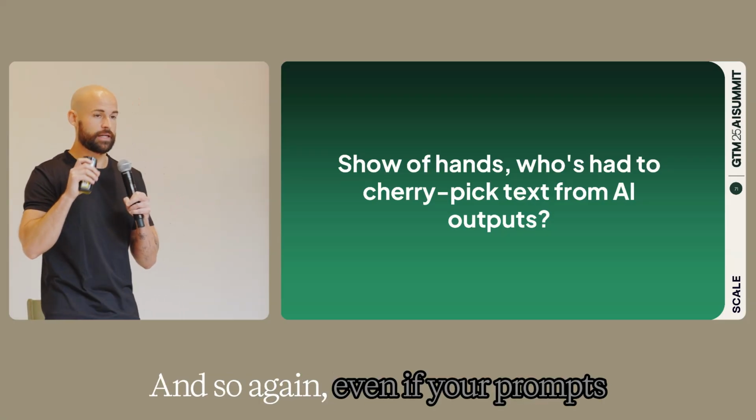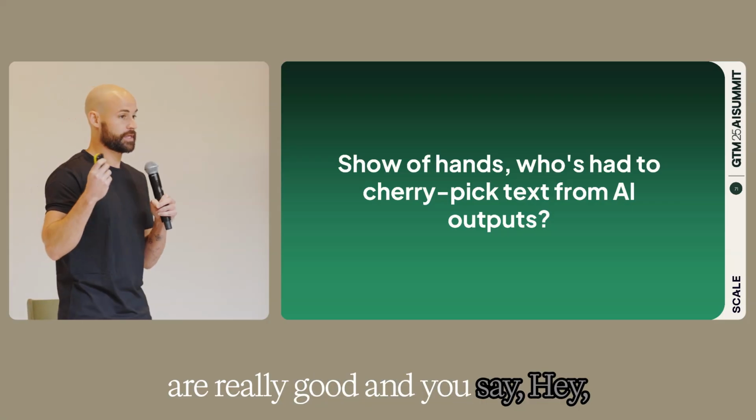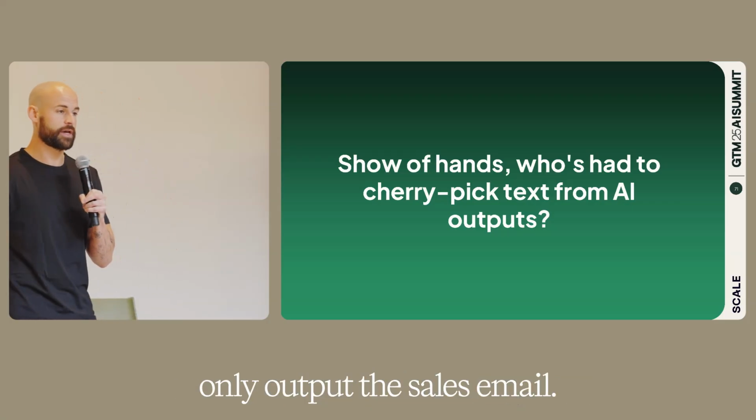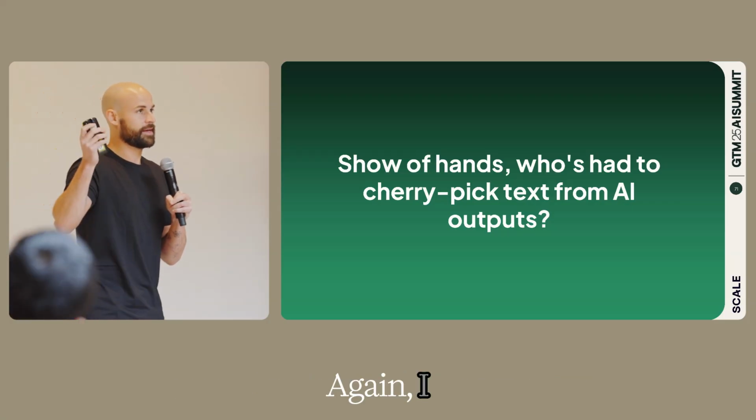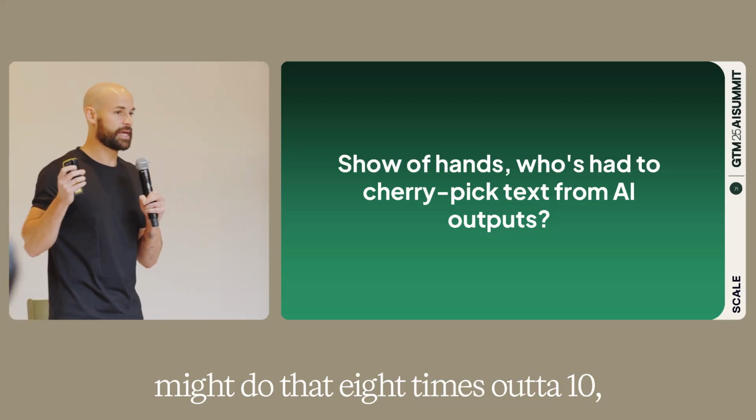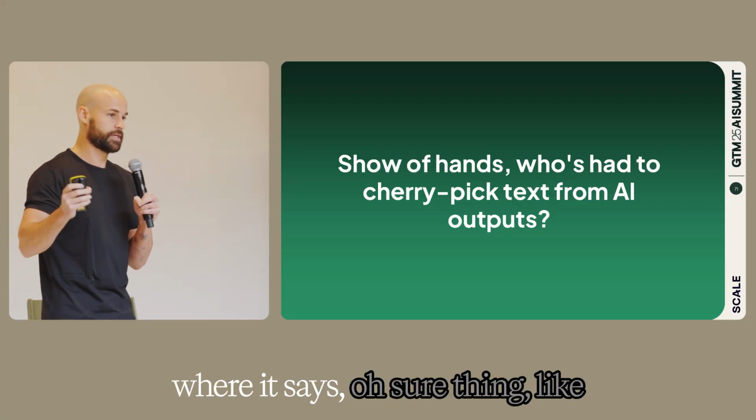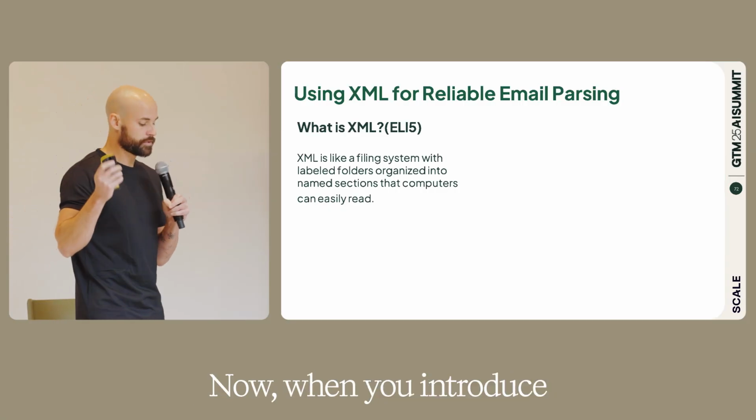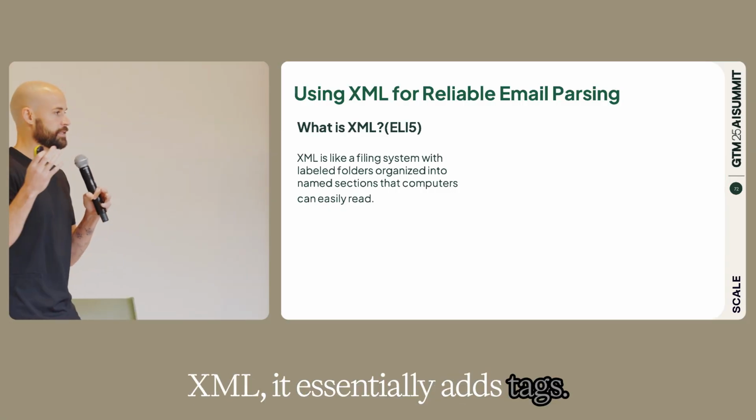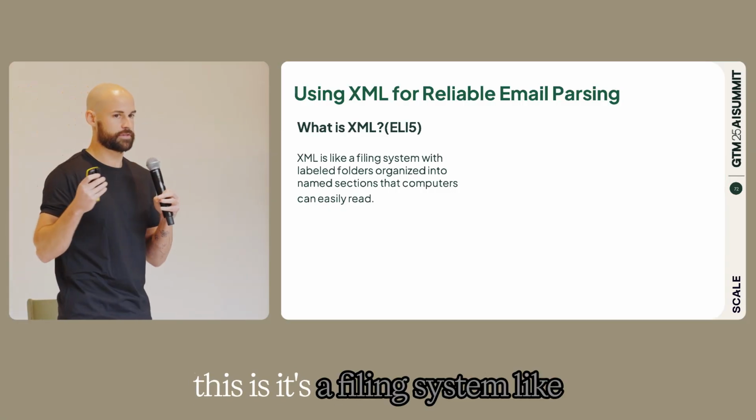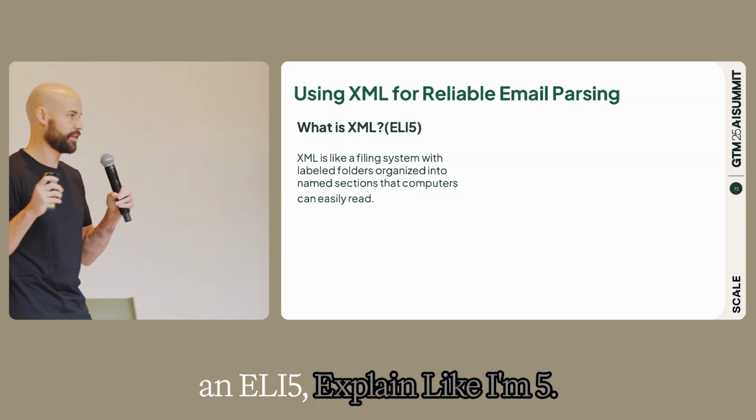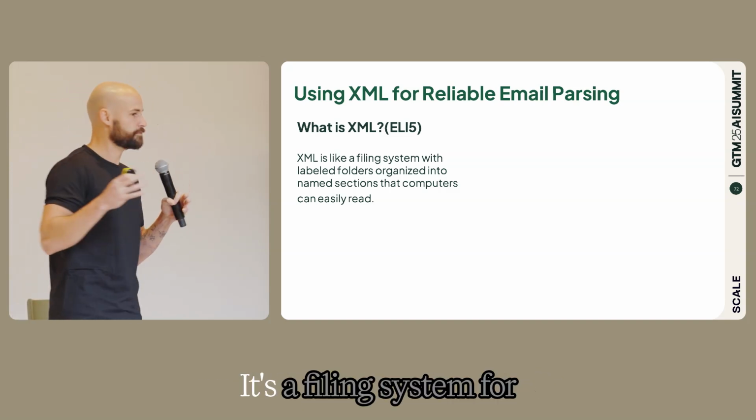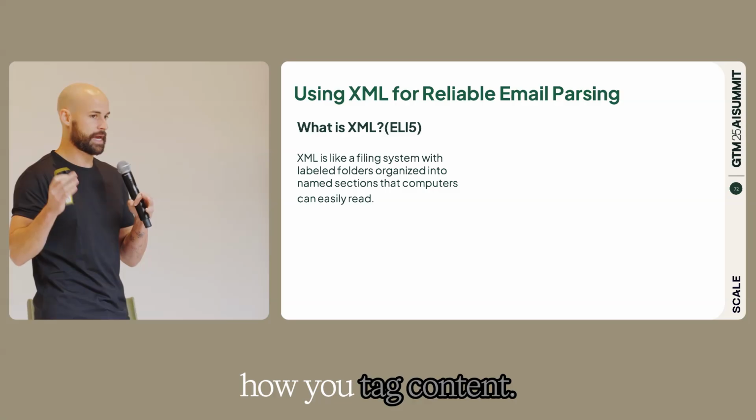And so even if your prompts are really good and you say, hey, only output the sales email, you might get that 8 times out of 10, but there are going to be other instances where it says, oh, sure thing, just random nuances before. Now, when you introduce XML, it essentially adds tags. The way you can think of this is as a filing system, like an ELI5, explain like I'm 5. It's a filing system for how you tag content.